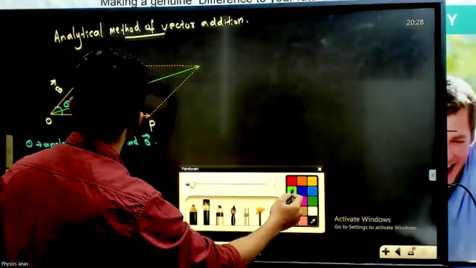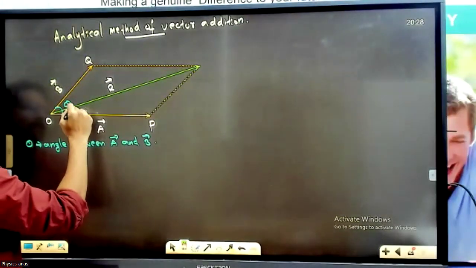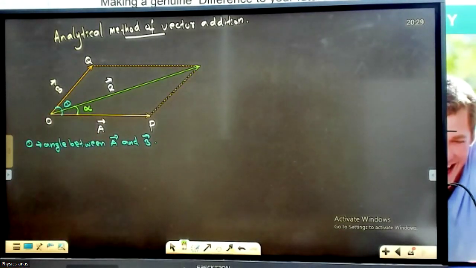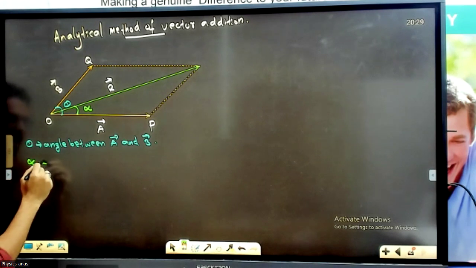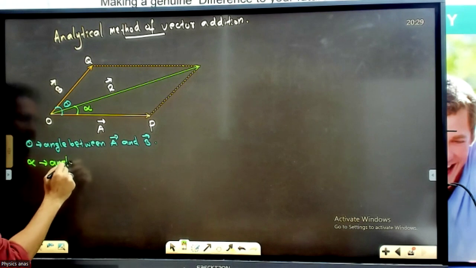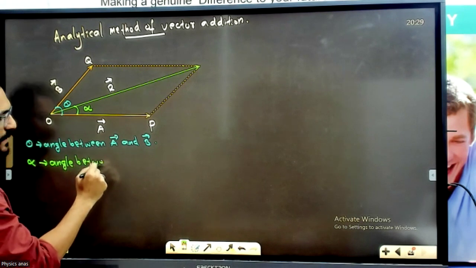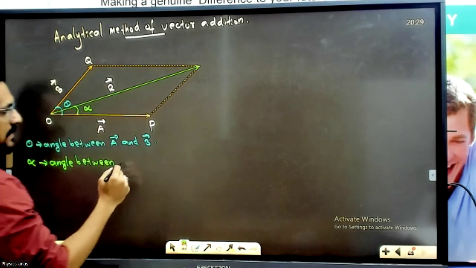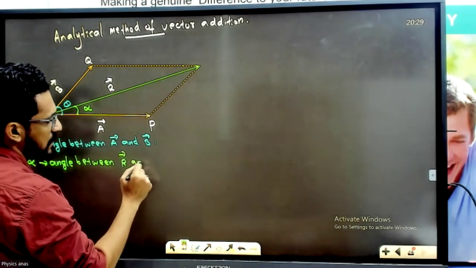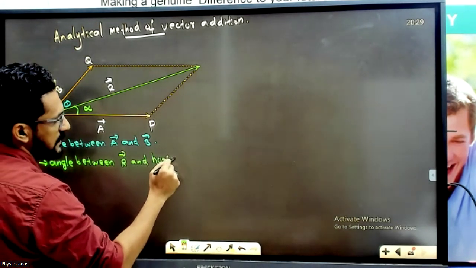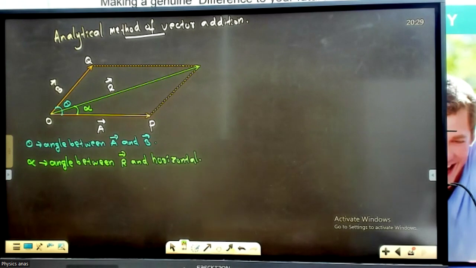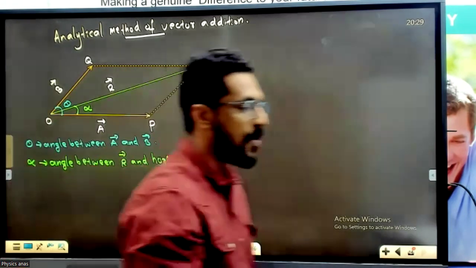And I need another angle. This is the angle alpha. Alpha is a symbol, a Greek alphabet actually. Alpha is the angle between what? Alpha is the angle between resultant and horizontal. Resultant and horizontal. You got it? And I need some more points.